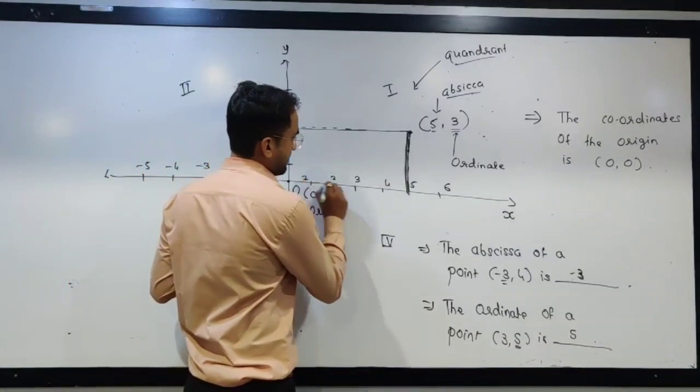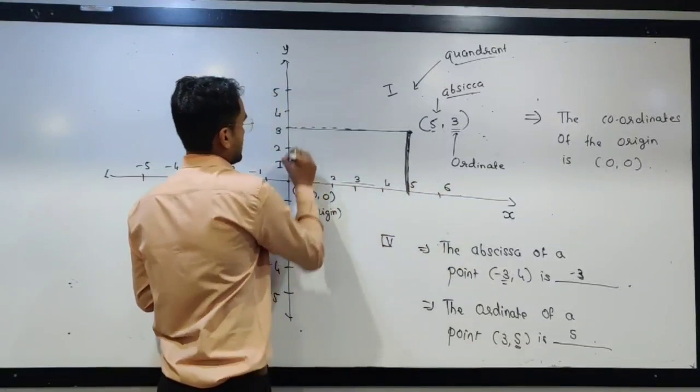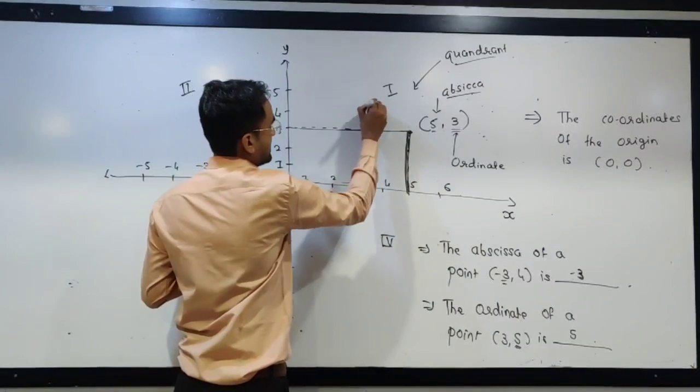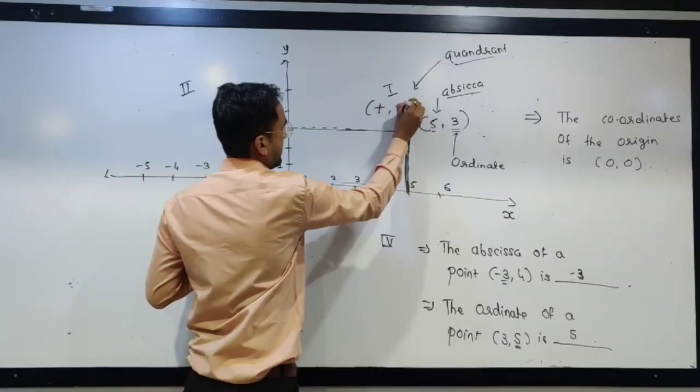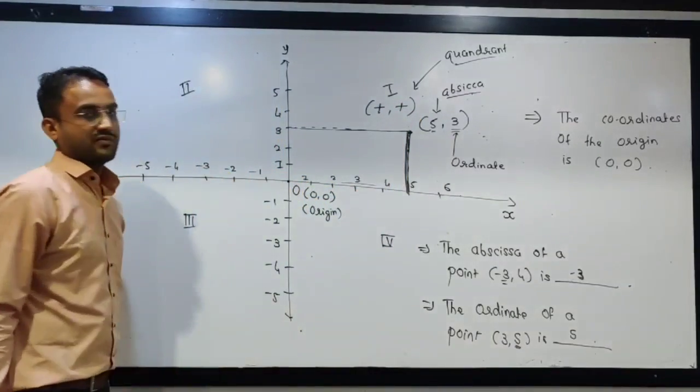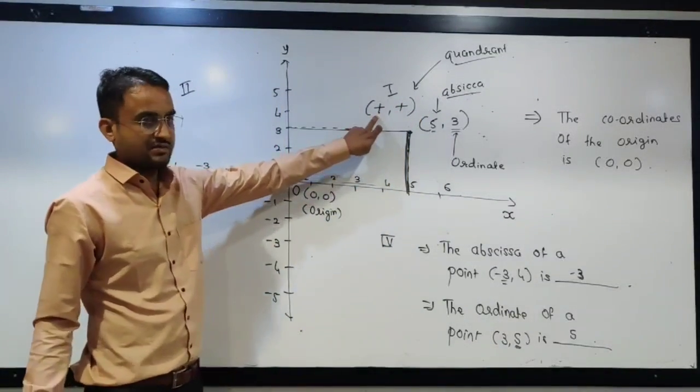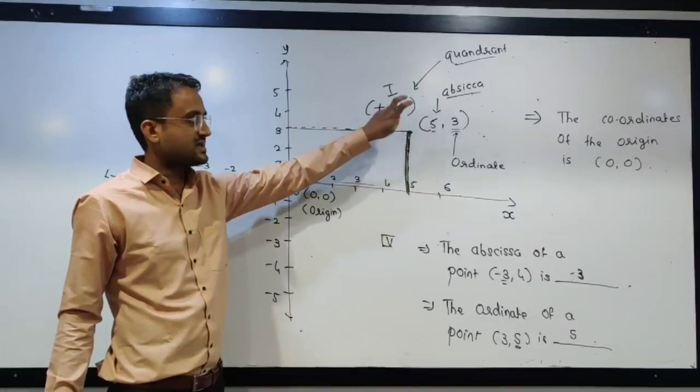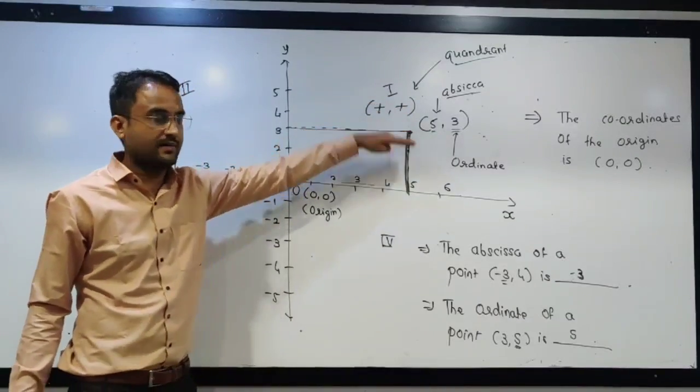Now one more thing for quadrant 1. See, here all the plus numbers are there. Here also all the plus numbers are there. So in quadrant 1, all plus numbers will come. If your first number is plus and your second number is plus, it will come in quadrant 1.